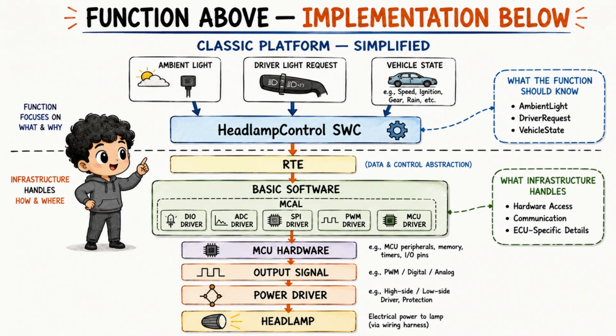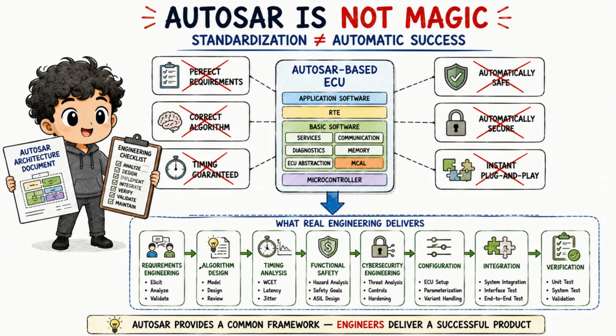And when electrical power is finally delivered to the lamp, that physical current still flows through an appropriate output driver or power stage. Application software does not directly power the lamp. This is what architectural separation looks like in a real engineering thought process.